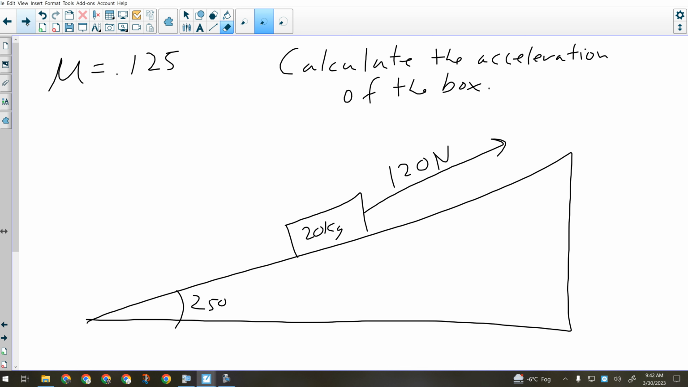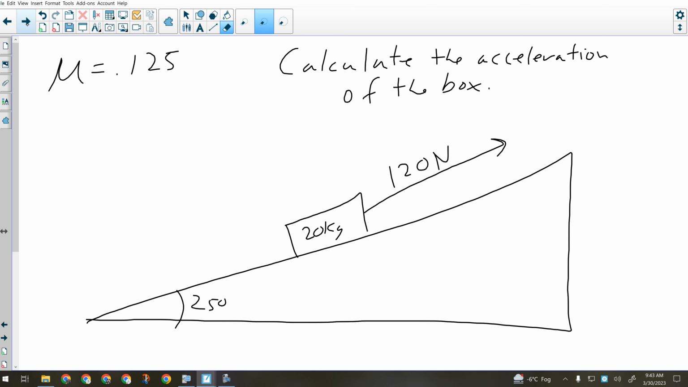Okay, here's another way that an inclined plane question could go with mu. Now we know that the coefficient of friction is 0.125, but now the box is moving. So I put that 20 kilogram box on the incline and it starts to slide. It's sliding down, but there's friction.